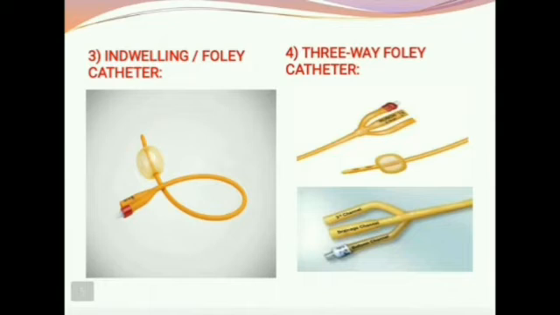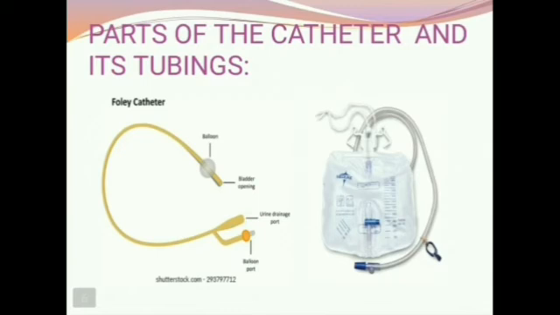Fourth, three-way Foley catheter. It is a three-lumen catheter. The third lumen is to introduce sterile irrigating fluid. The fluid exits the bladder through the drainage lumen along with the urine. It is used for patients who require continuous or intermittent bladder irrigation. Parts of the catheter and its tubings: bladder opening, balloon, balloon port, urine drainage port.